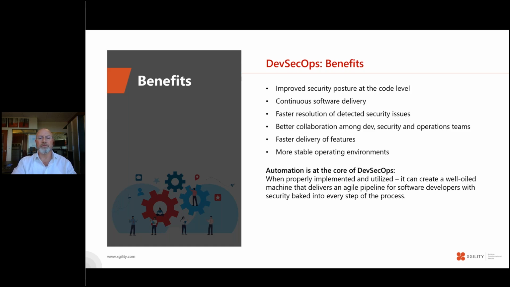And also due to the fact that automation is employed in many, many aspects of the DevSecOps model. Automation is at the core of DevSecOps, and ultimately, in order to have a well-oiled machine that delivers an agile pipeline for the software developers and have security baked in at every step along the way, automation is an absolute must.